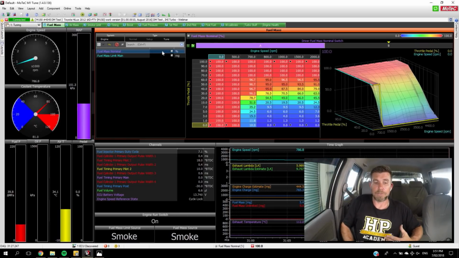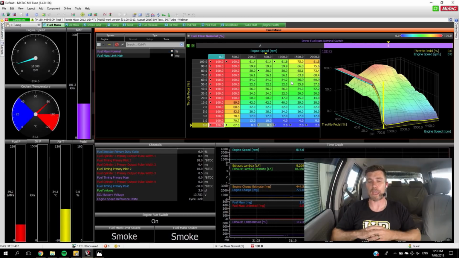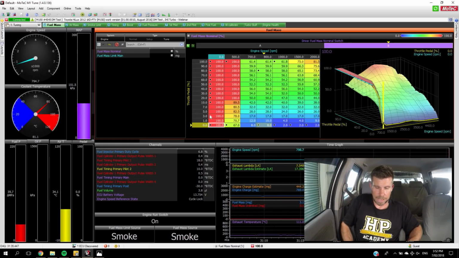Now, we also have our fuel mass nominal table, and this defines what percentage of that maximum fuel is going to be delivered. So you'll notice here that the axis for this table as well is relative to our throttle position.